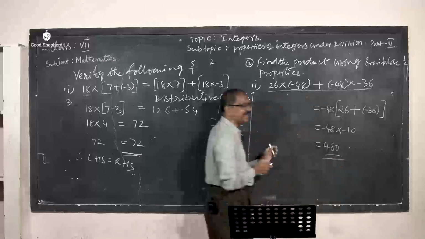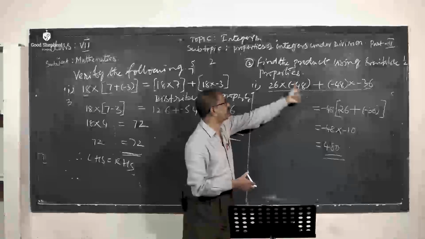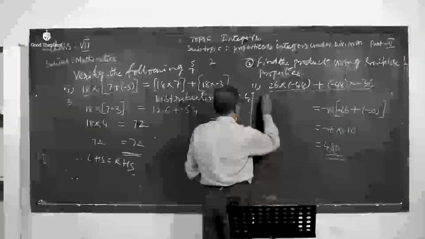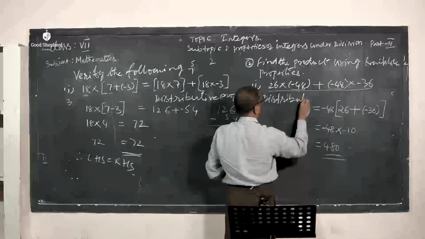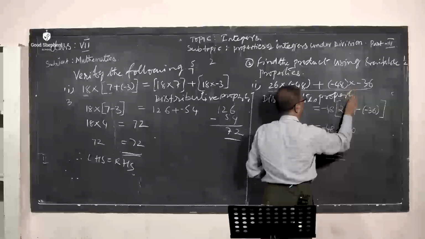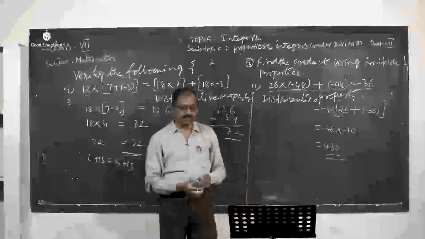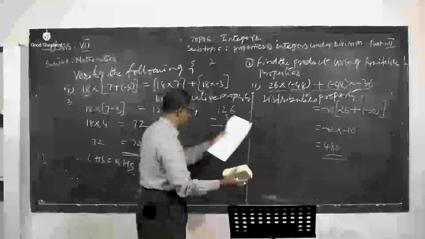This is the easiest method to multiply or to simplify by using some suitable properties. This property is known as the distributive property. This property is very simple. By using this property, we can do the multiplication. So there is one more question, the last question, we are going to do here.